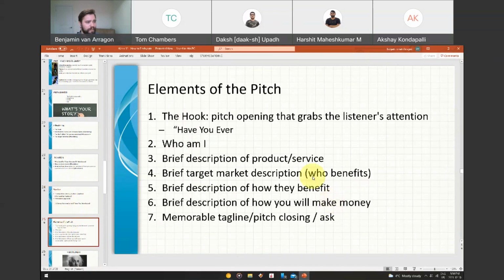Okay? The hook is what grabs that attention. Have you ever, or a potato joke, whatever. Here's just some bullet points to put all of those things that I just talked about into the story. So you have your beginning, you have your middle, and you have down here your tagline.